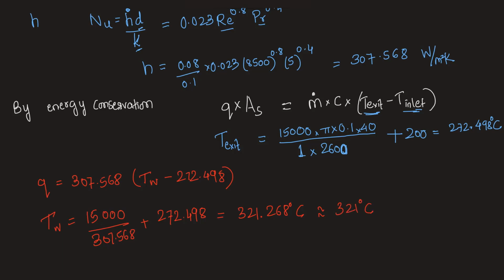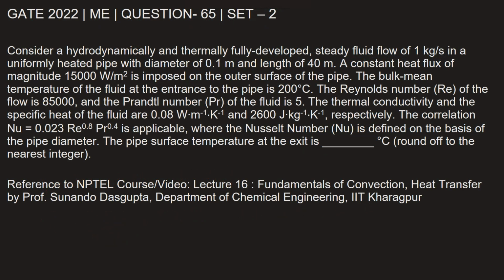Let's go back and fill in this answer. The pipe surface temperature at exit TW is nothing but 321 degrees Celsius.